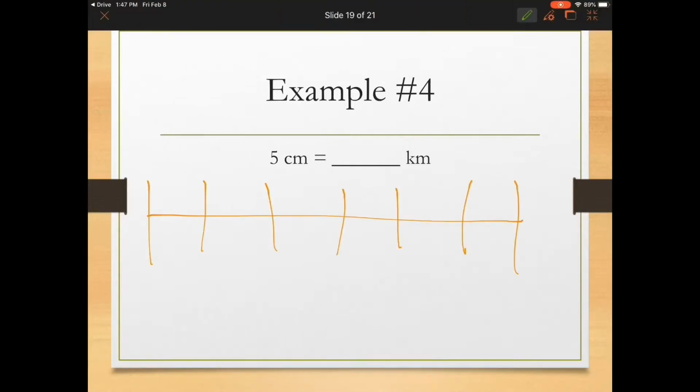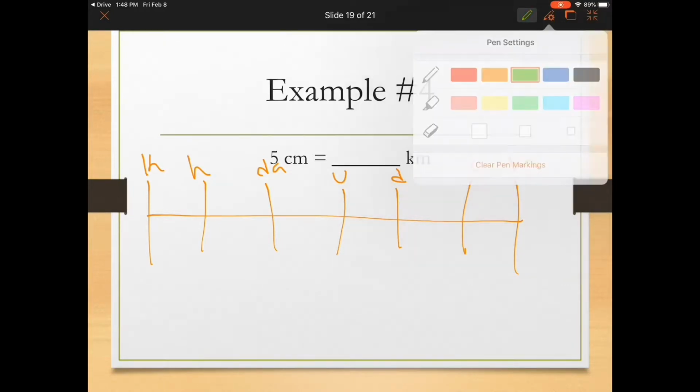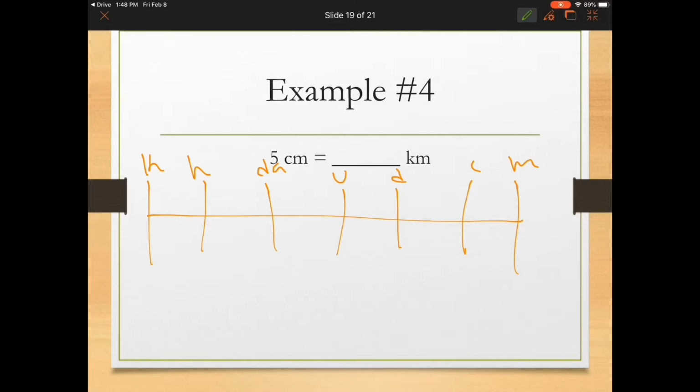So now let's try this last one. We are starting with centimeters and we are going to kilometers. Well, since centimeters is our base unit, we've got to start at the C. Okay, and now we're going to kilometers. So let's go, we've got to go all the way to the end on the left.